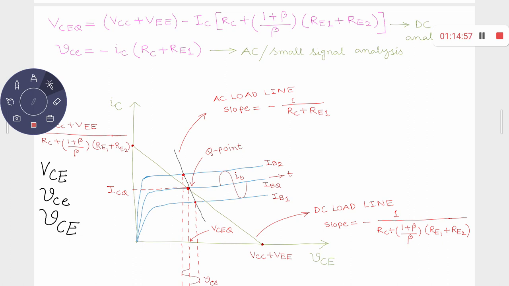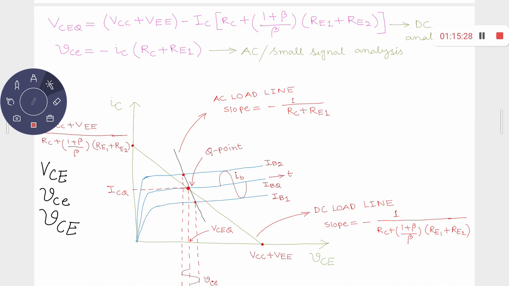Now, suppose I have got some beta. For a fixed beta, I have got some IB, and for which this is my corresponding ICQ value, and the corresponding VCQ is this one. So this is my DC operating point or quiescent operating point, right? Because there is a set of output characteristic curves I have selected, these two are my DC operating point.